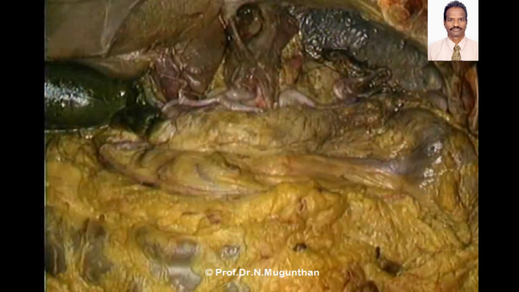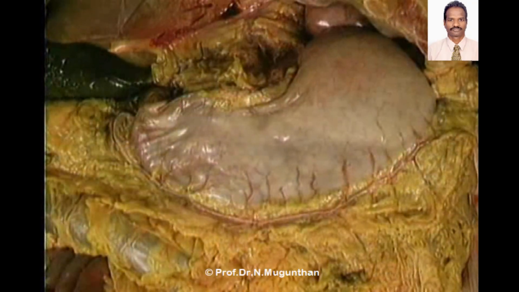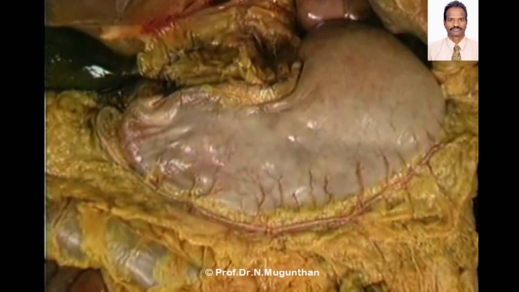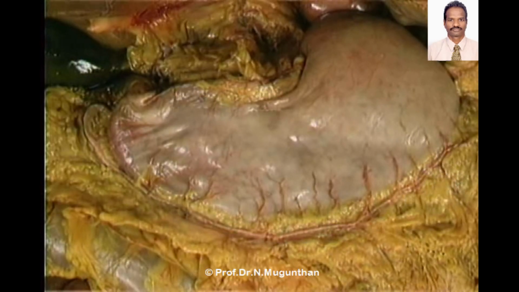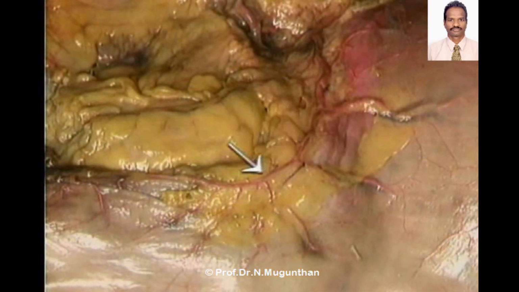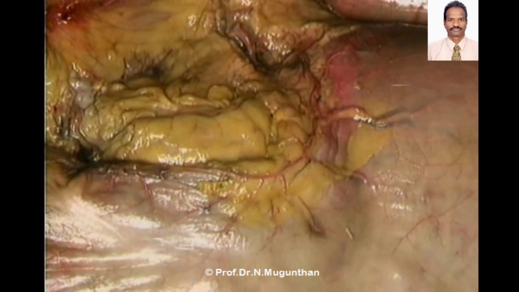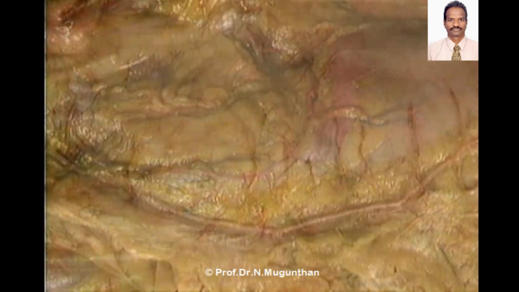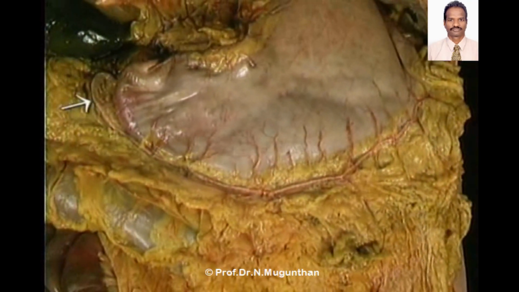This is the cut end of the common bile duct. See, the branches from the common hepatic artery are going to supply the stomach. Let us see, the right gastroepiploic artery is a branch from the gastroduodenal artery running along the greater curvature of the stomach. This is the left gastric artery anastomosing with the right gastric artery coming from the proper hepatic artery. The anastomosis is located along the lesser curvature. That is the left gastric artery anastomosing with the right gastric artery. This is the gastroepiploic artery, right.